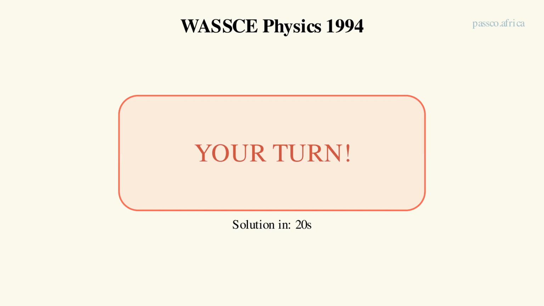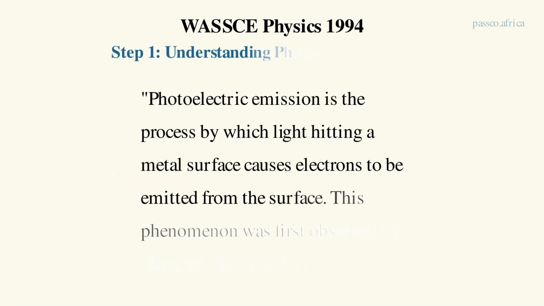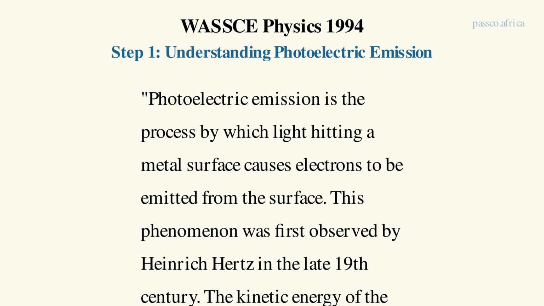Step 1. Understanding photoelectric emission. Photoelectric emission is the process by which light hitting a metal surface causes electrons to be emitted from the surface. This phenomenon was first observed by Heinrich Hertz in the late 19th century. The kinetic energy of the emitted electrons depends on the energy of the incident light.